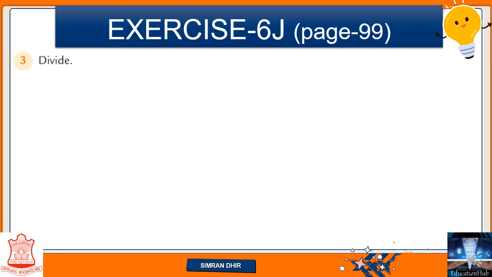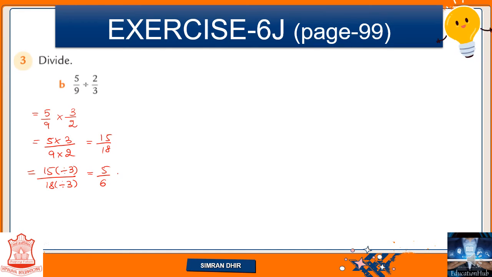So we are going to do exercise 6J that is given on your page number 99, question number 3, divide. So first part is B part. 5/9 divided by 2/3. Again how we are going to do? 5/9 as it is, division sign will be changed to multiplication sign and 2/3 को flip कर देंगे, change कर देंगे तो क्या हो जाएगा 3/2. That means हम इसको reciprocal कर देंगे. So 2/3 का reciprocal will be 3/2.